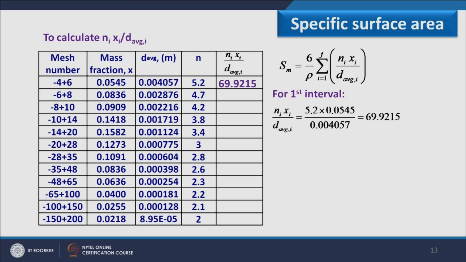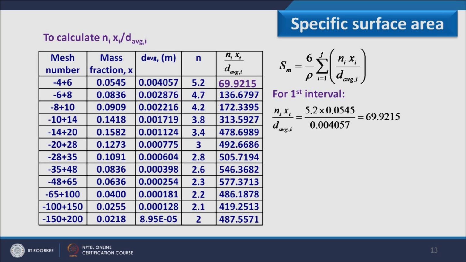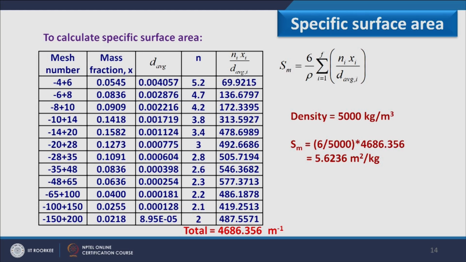In a similar line, we can calculate the value in the rest of the fractions, and for the total summation we can simply add all these values of n_i x_i over d average i, which comes as 4686.356 per meter, and the density of the material is 5000. So, I have all values, we can simply calculate the specific surface area of the mixture, that is 6 divided by 5000, which is the density of the material, into the total n_i x_i over d average i for all fractions.